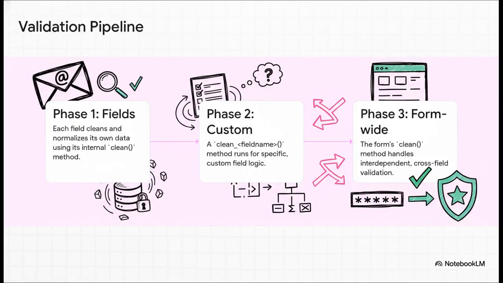The key takeaway here is the order that this happens in. It's a funnel, moving from the most specific to the most general. It starts at the field level. Hey, is this actually an email address? Then it runs your custom logic for that specific field, like, is this email already registered? And finally, it validates the form as a whole. For example, do the two password fields actually match? This layered approach is what makes it so unbelievably robust.